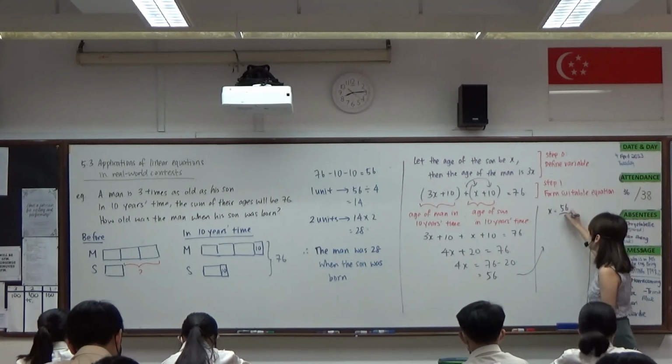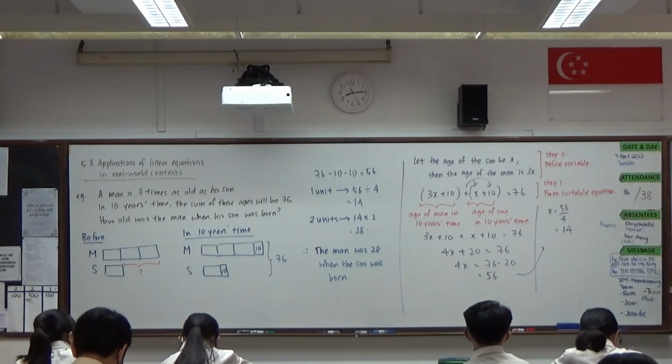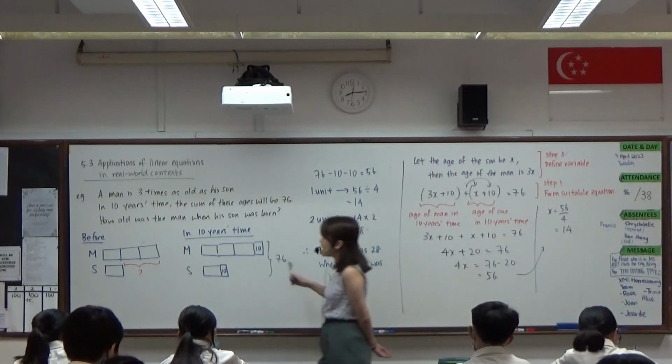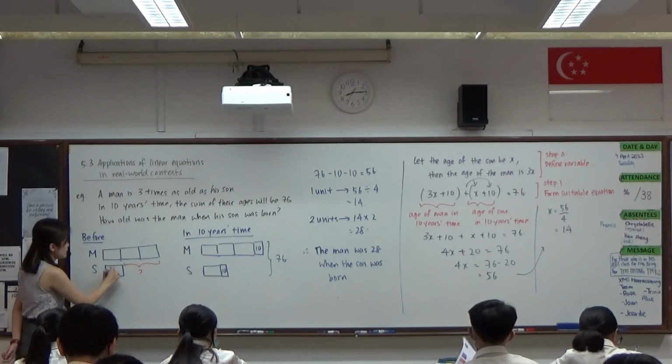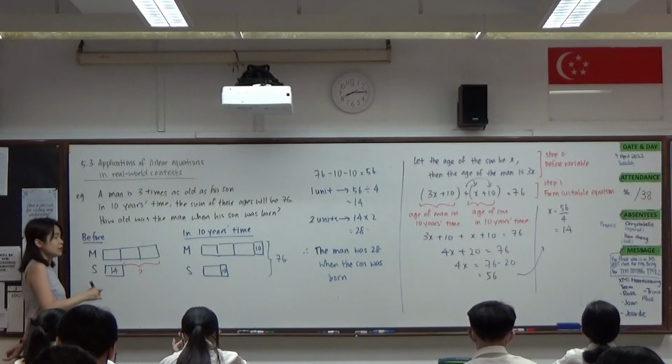56 divided by 4, excellent. And that will give us 14. But we're not done yet, because the question is not asking us to find out what x is. The question is asking us how old was the man when his son was born. So x is actually this unit over here, that means the son now is 14 years old.